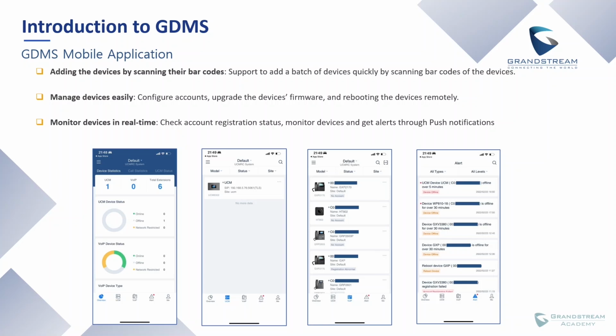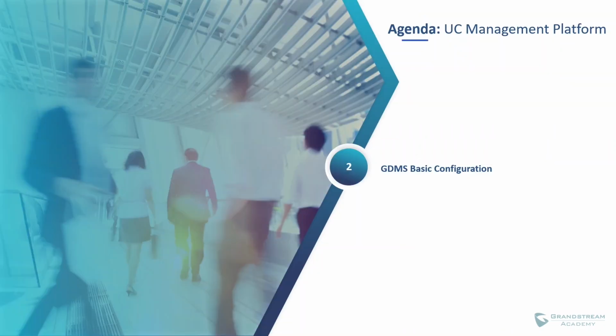This also includes the alert notifications generated when a device is rebooted, has gone offline for some time, or when account registration failure happens for SIP endpoints. And now we're going to look at the basic configuration that can be performed using the GDMS in more detail.